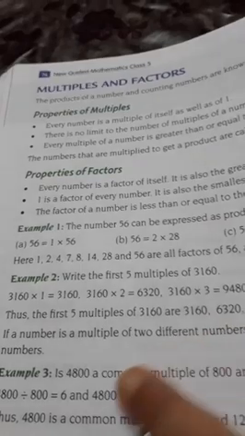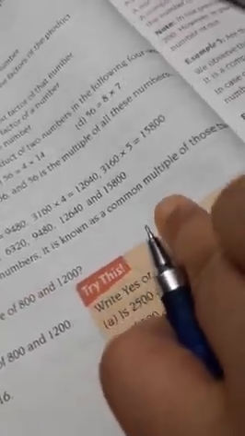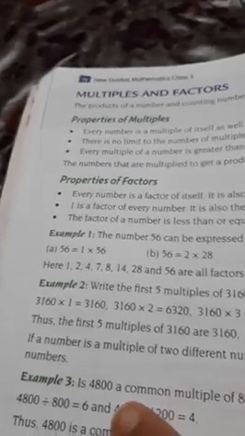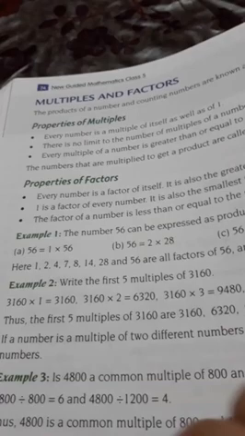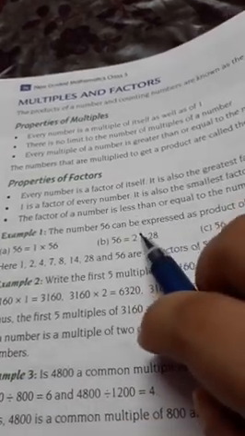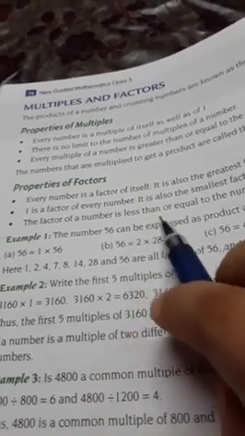If a number is a multiple of two different numbers, it is known as a common multiple of these two numbers. So if a number is a multiple of two different numbers, see here, if you notice, this number is also a multiple of two different numbers. So it is known as a common multiple of these two numbers.